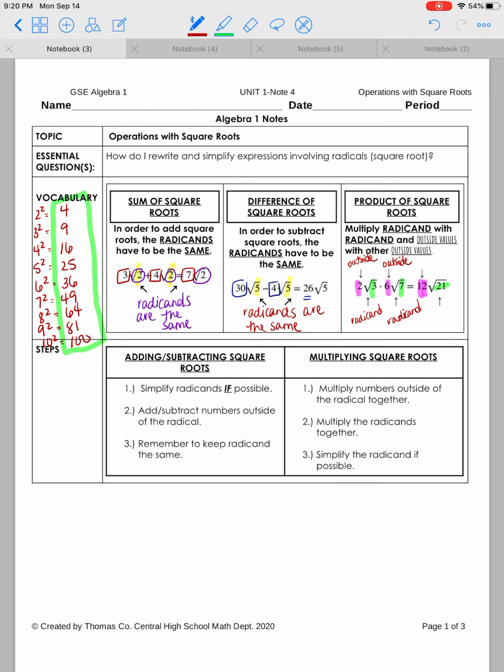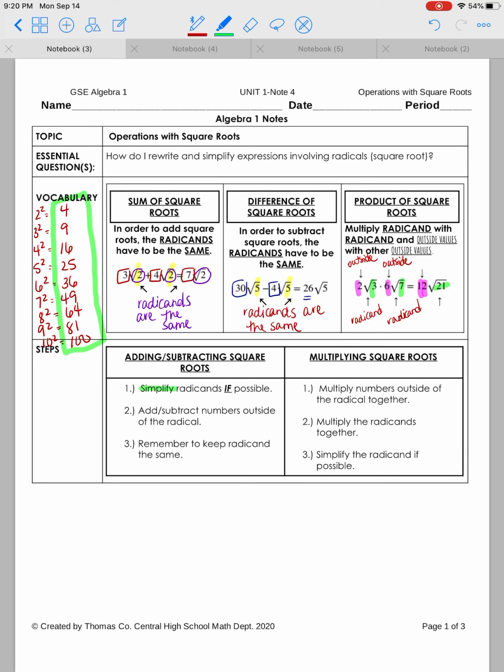Now, what if my radicands aren't the same? That means I'm going to try and see, can I simplify one or both of them by using these perfect squares that I just wrote down. If I can simplify one of them down, then I may be able to have the same radicand. We're going to look at some of these examples in just a second. And then, if I do get to the same radicand, I can add and subtract the outside numbers.